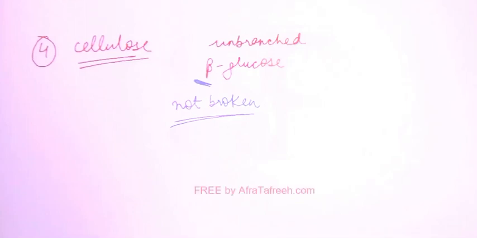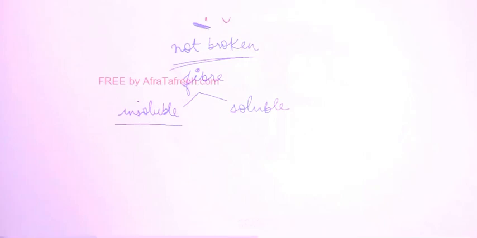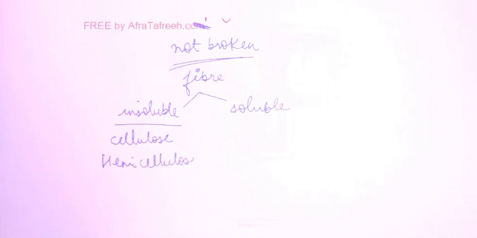And when beta of cellulose is not broken, then cellulose acts as fiber in the diet. That's why cellulose acts as fiber in the diet. We have two types of fibers, insoluble fibers and soluble fibers. Example of insoluble fiber is cellulose, hemicellulose. An example of soluble fiber is pectins, gums.